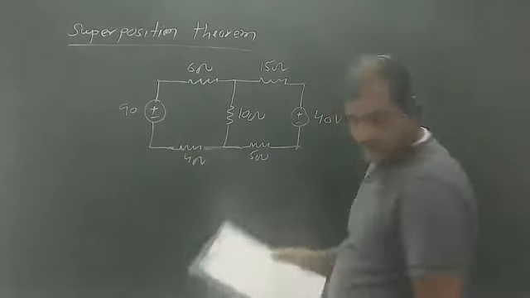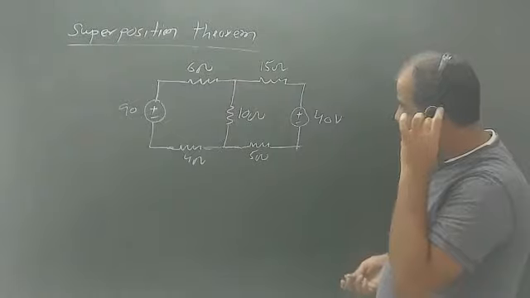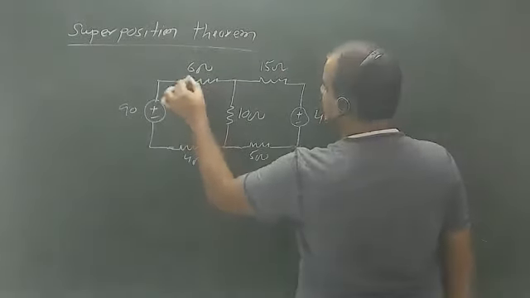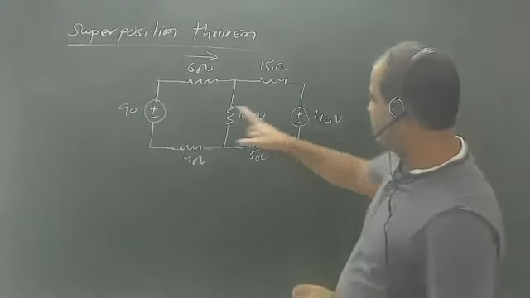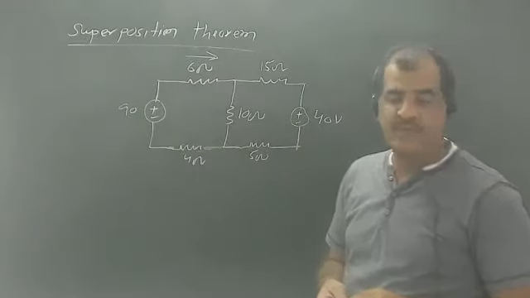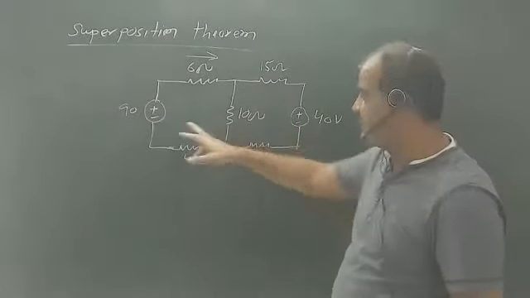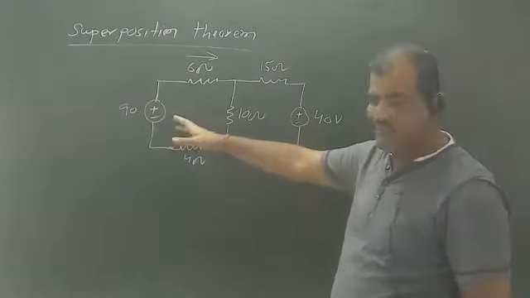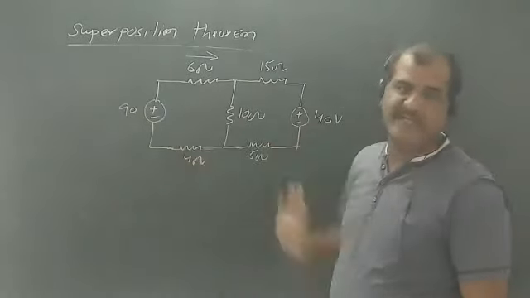Okay, so suppose I want to calculate the current here in this 6 ohm resistance. Superposition theorem is used when there are multiple sources. एक से ज़्यादा sources हैं, जैसे यहाँ पे 2 sources हैं, 3 हो सकते हैं, एक voltage source हो, एक current source हो. So we'll take one source at a time.